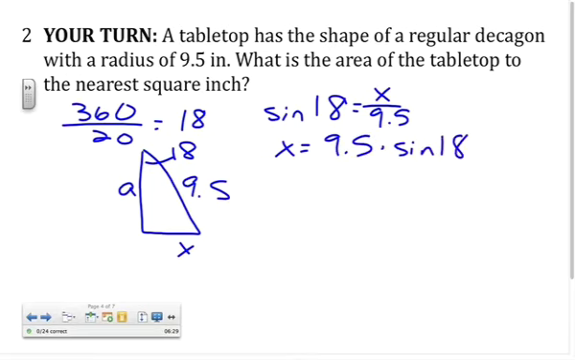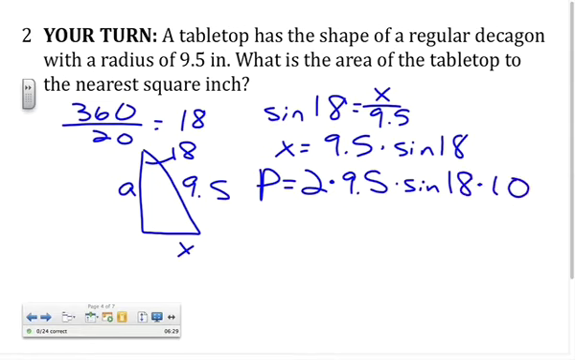9.5 times the sine of 18, which means that my perimeter will equal 2 times this times 10. Okay. And what I'm trying to get at is, do you see how by writing just a little bit more, if I can figure out all of the calculations, all of the sine, cosine, and tangent stuff that I'm typing into my calculator, I won't have to clear my calculator at all.